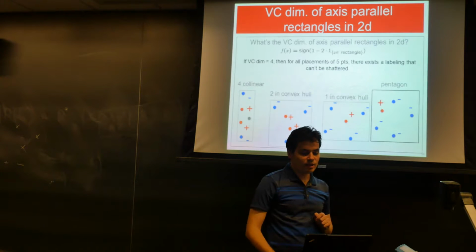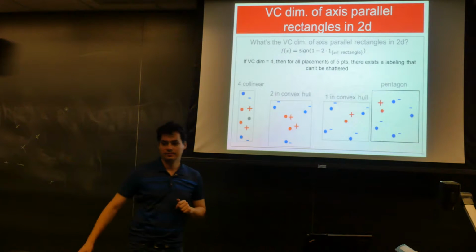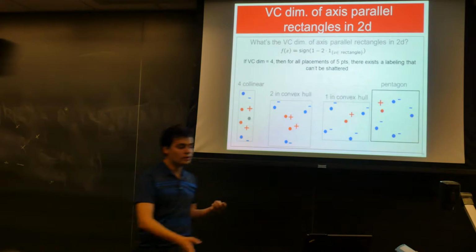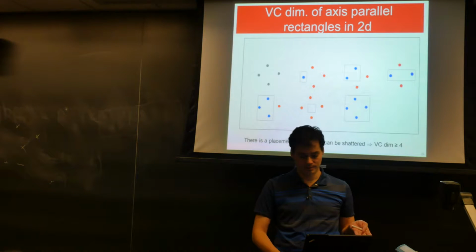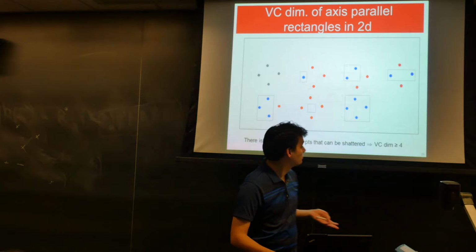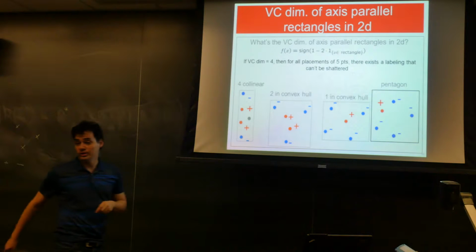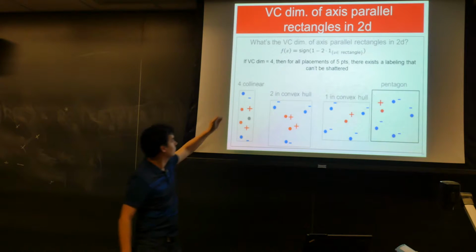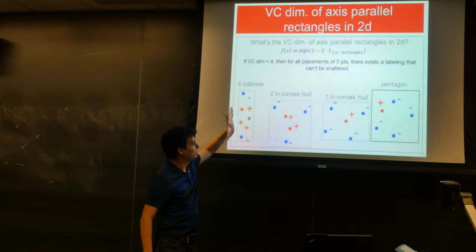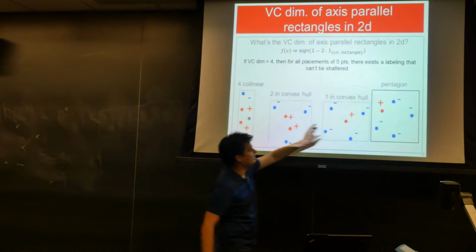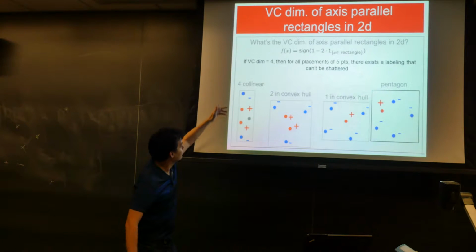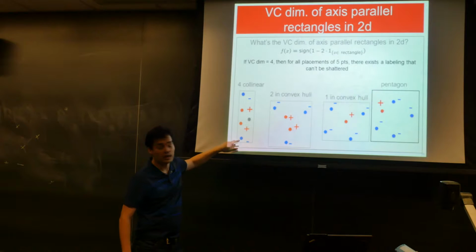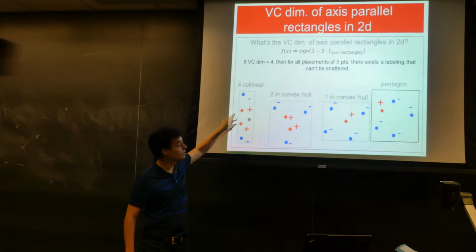All right, so let's see what happens if we have 5 points. So now we know that the VC dimension is at least 4, right? What happens if we have 5 points? Then we can have these different cases. For example, 4 points are collinear. I choose these 5 points this way.